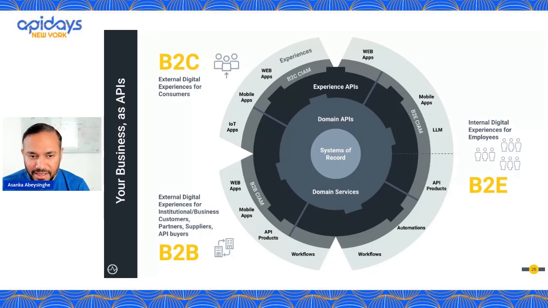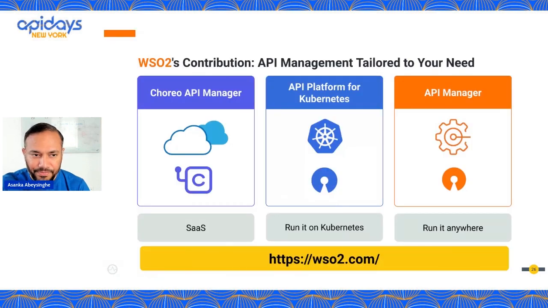And users can be categorized into three buckets. B2E are the employees, B2C are your customers, and B2B are your partners who consume your applications and services. So this is a common view of the enterprise and how APIs play a role in this particular business architecture.